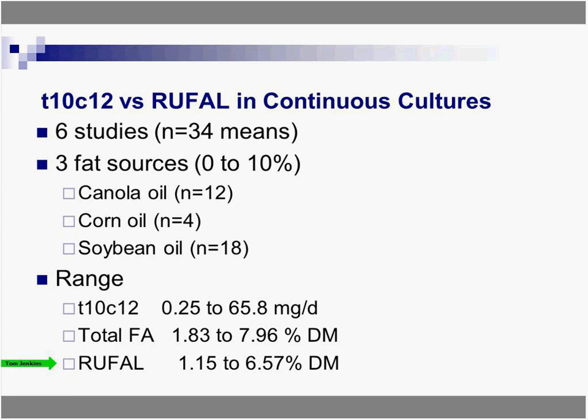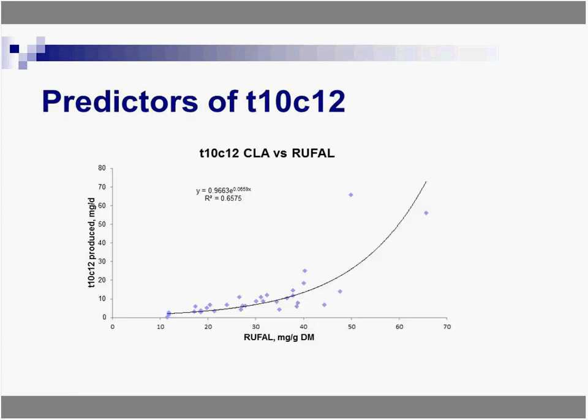Here are the results. On the x-axis, from the bottom, I relate the T10C12 cell production. You can see the increase in T10C12, that CLA causes the problem, as I increase RUFAL, and it increases at an exponential rate.